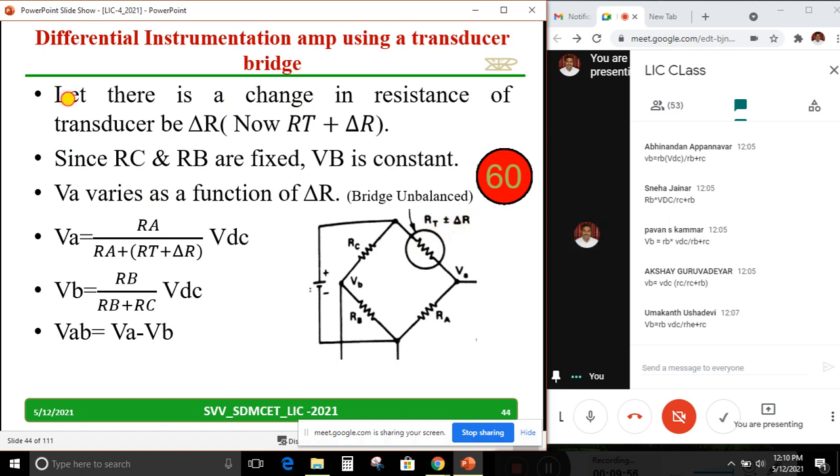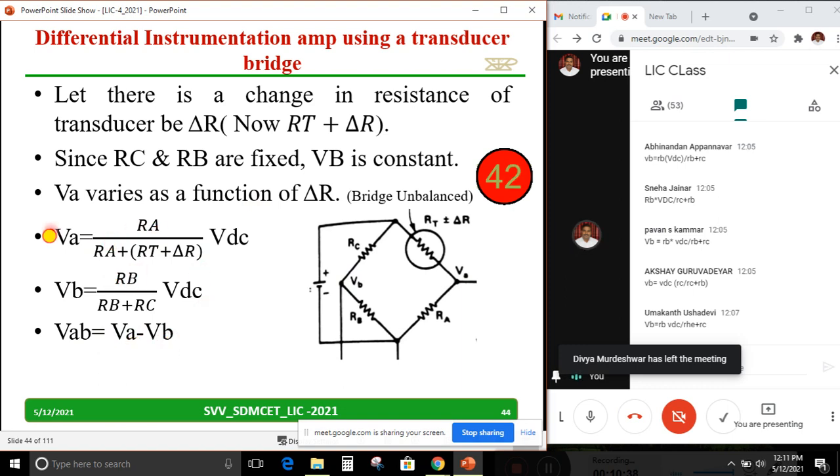Now let there be a change in the resistance of the transducer by delta R. Since RC and RB are fixed, these two are fixed. Therefore, this VB will remain the same, but VA will change. So, I am writing an equation for VA. VA equal to RA by RA plus RT I have written already. Same equation, but now instead of RT, RT plus delta R, a small change in the resistance that I am considering. VB will remain the same, and VAB, I want the difference between these two. If I find out the equation, I will write VA minus VB. I will fill in the VA value, and the VB value in the next line.